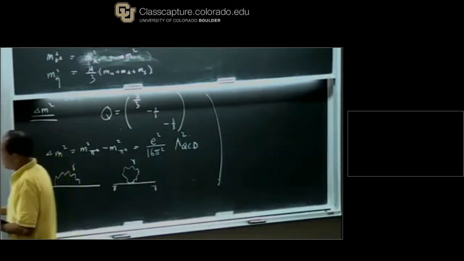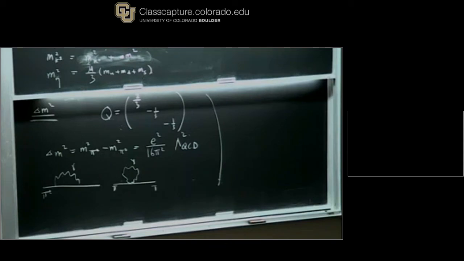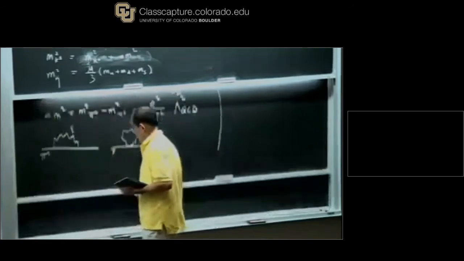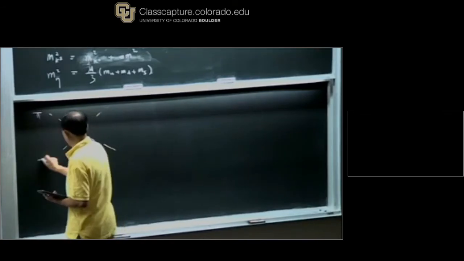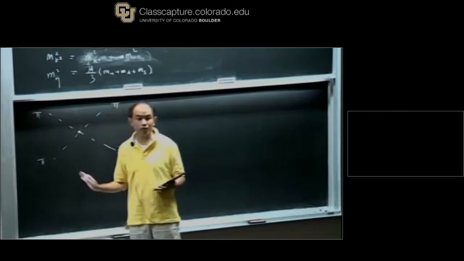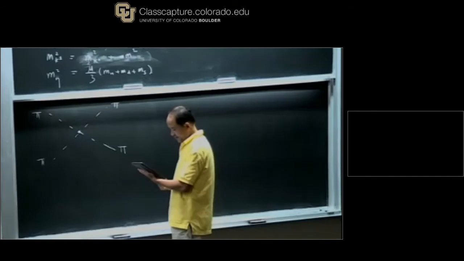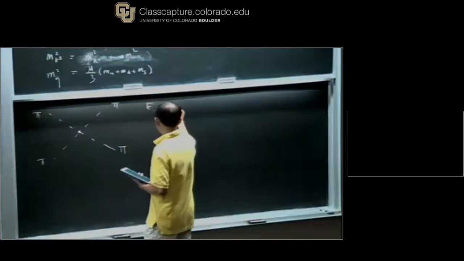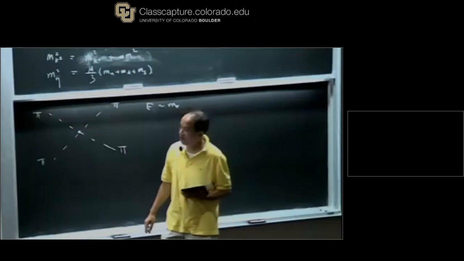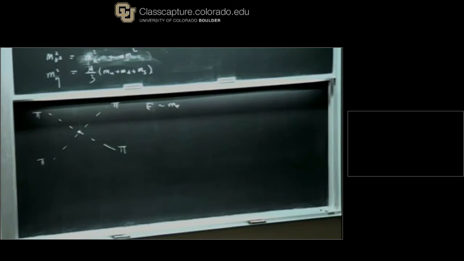Chiral perturbation theory can do more than that. You can also calculate the pion scatterings, for example, with chiral perturbation theory. Let's just do it quickly. Suppose I wanted to calculate pi scatterings, which we actually do in the lab. At energy around m pi, not much higher than m pi, I can use this theory, and you see that already this term gives you a contribution. There are 4 pions in it.